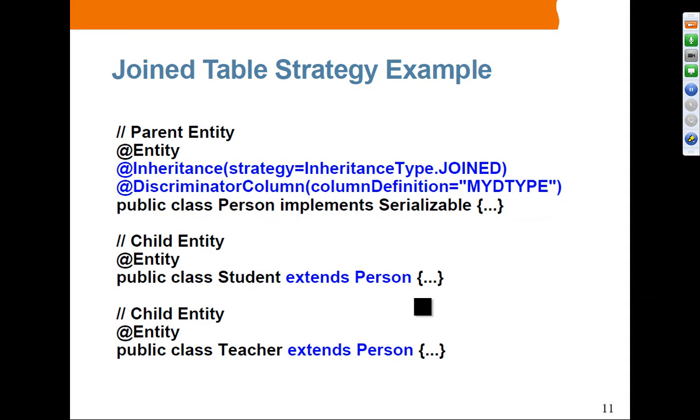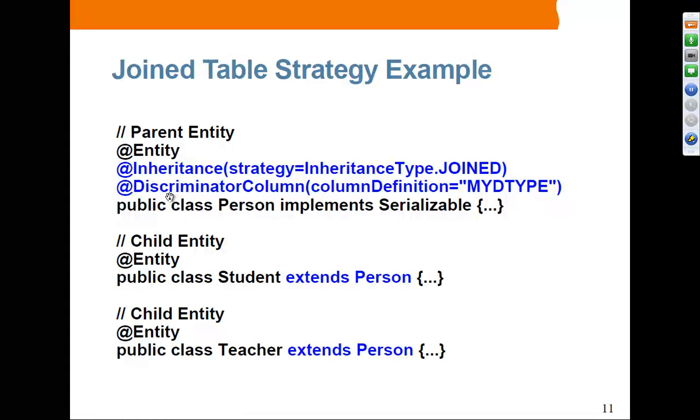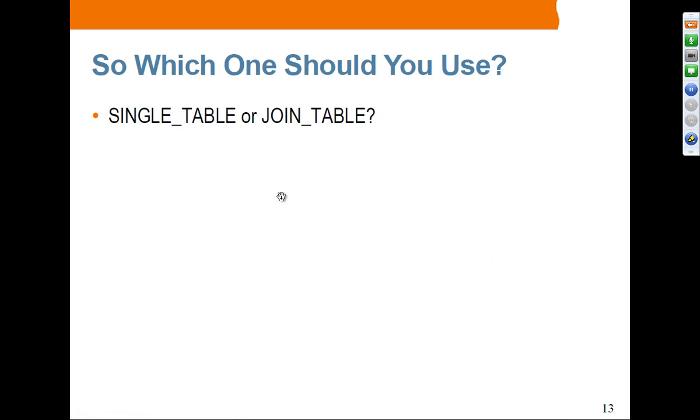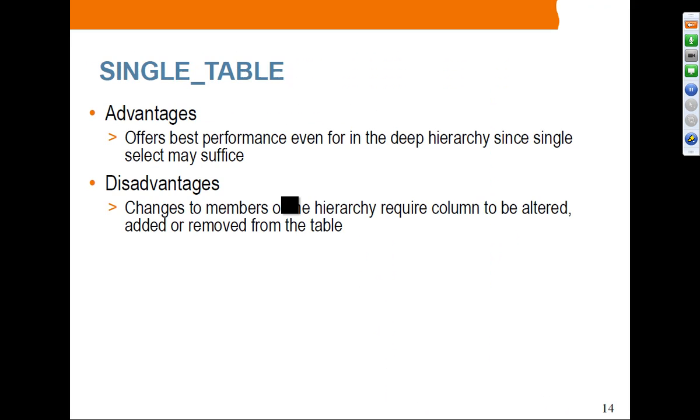And yeah, so this is an example. So here you're going to say the inheritance dot joined annotation. And discriminator column, this is in the parent common table. Okay, so again, if you want to give a different discriminator column name, you can use this annotation. So which one to use, single table or join table?